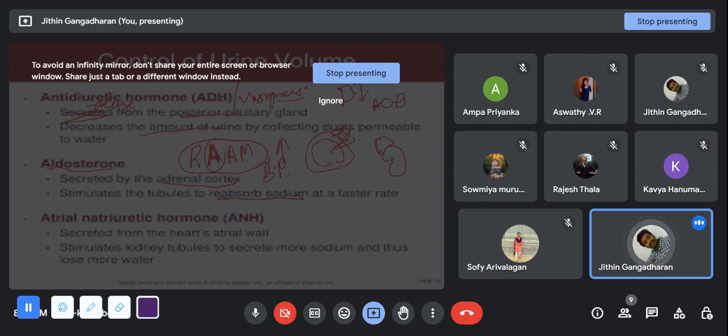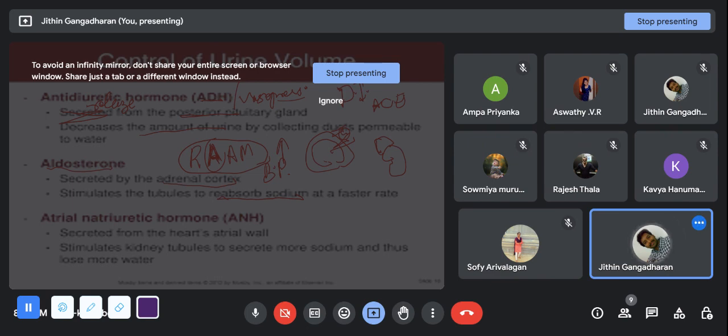Ashwati, give me an example for this ACE inhibitor. Sir, ramipril. Yeah, ramipril and enalapril. Okay, fine. So those are the ACE inhibitors.